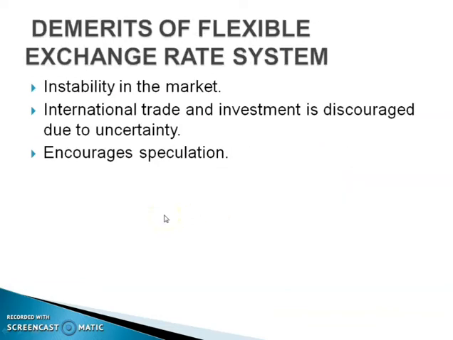Then what are the demerits of the flexible exchange rate system? It creates instability in the market. International trade and investment are discouraged due to uncertainty. And it encourages speculation. What do you mean by speculation? It is buying or selling of foreign exchange due to the expectation of change in the price of foreign exchange in future. That is known as speculation. So these are the demerits of the flexible exchange rate system.